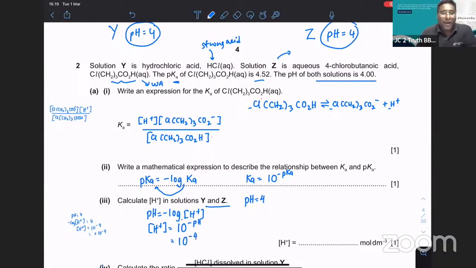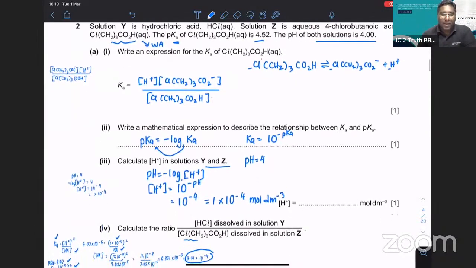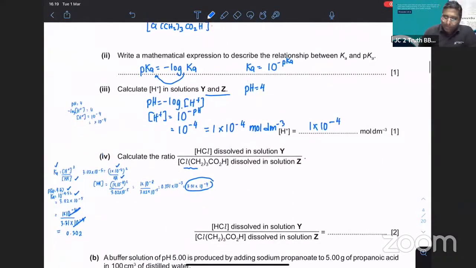Okay, and this one you can just simplify and say 1 times 10 negative 4 mole per dm cube. So that is going to be my concentration of H plus, not only in one, but in both Y and Z. So 1 times 10 to the power of negative 4 is the concentration. And then finally, they are asking you to calculate the ratio. Sometimes students get confused: what is this and what is this? You need to do it separately.